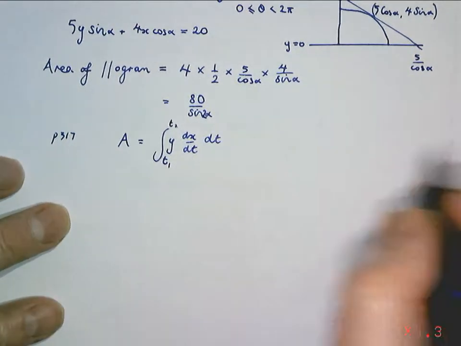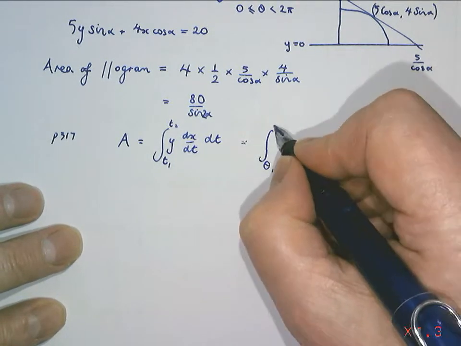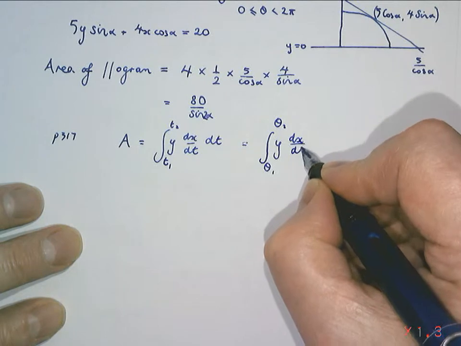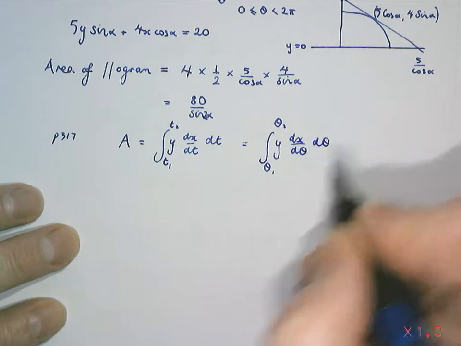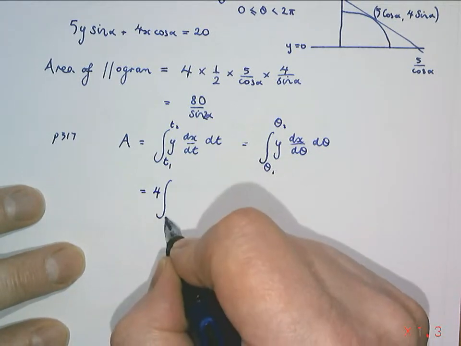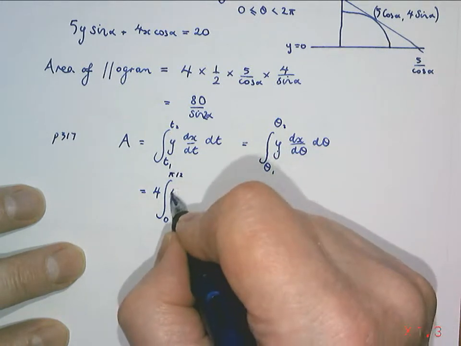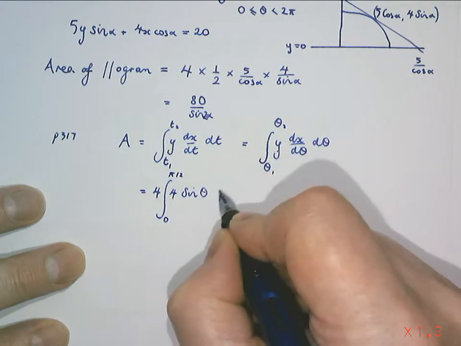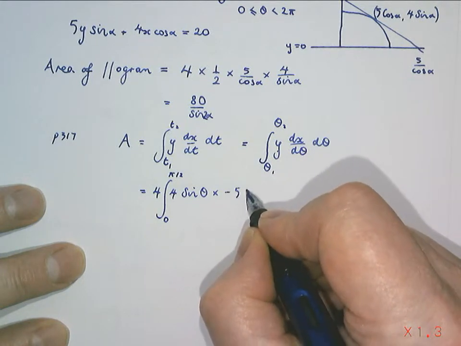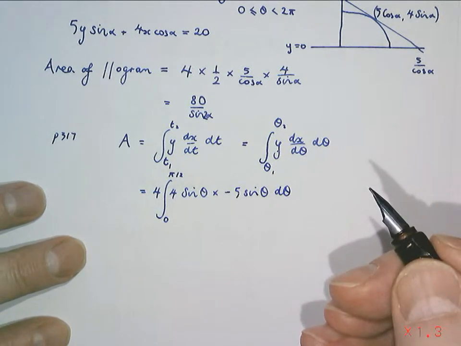And next thing, we have to turn that into one which is suitable for our own purpose, so the integral from theta 1, which is going to be 0, to theta 2, which is going to be pi over 2, of y dx by d theta. Now we may substitute, and we're going to get in the end 4 times the integral from 0 to pi over 2 of y, which is 4 sine theta, times dx by d theta, which is minus 5 sine theta, and there we can see that negative turning up, which we're going to be ignoring.